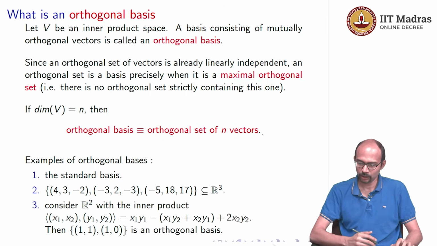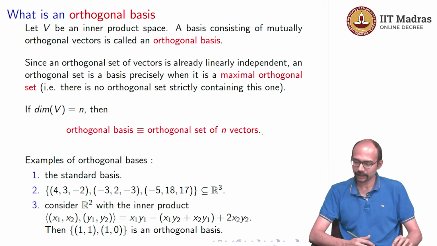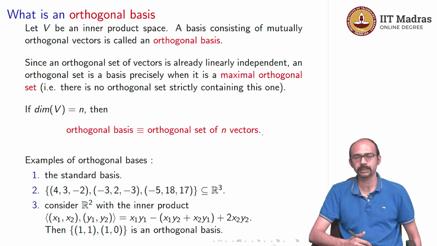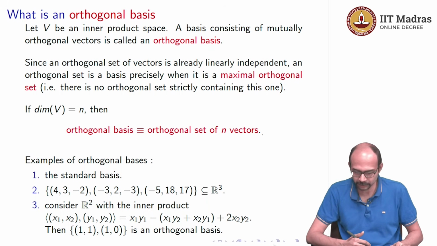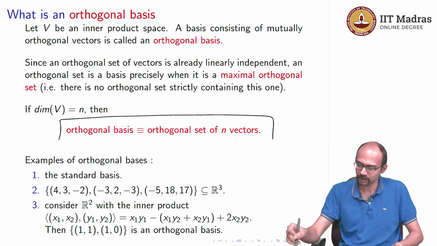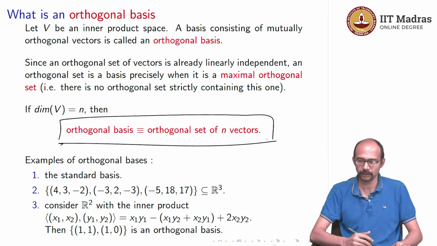Okay, and finally, let us look at R2 with the non-standard inner product that we defined earlier. Then we saw that this is an orthogonal set of vectors, and it has size 2. So, there are 2 vectors and the dimension of R2 is 2. So, this must be an orthogonal basis. Again, we are using this fact that is written here.